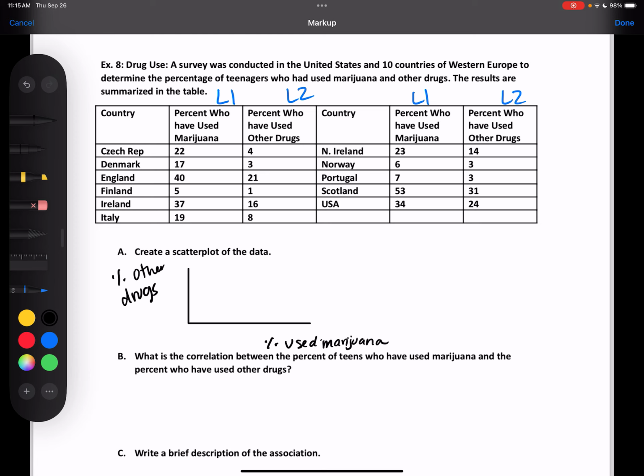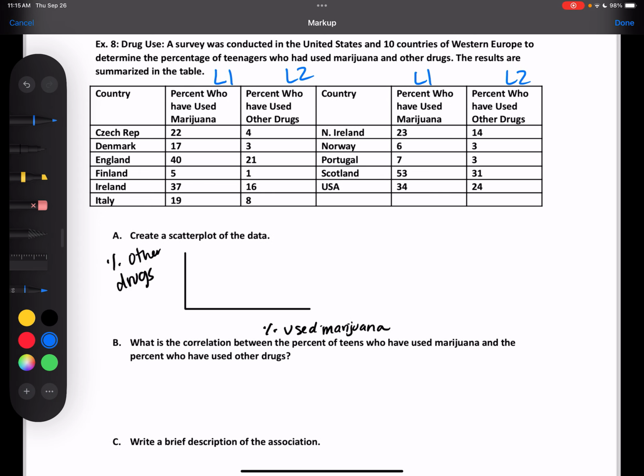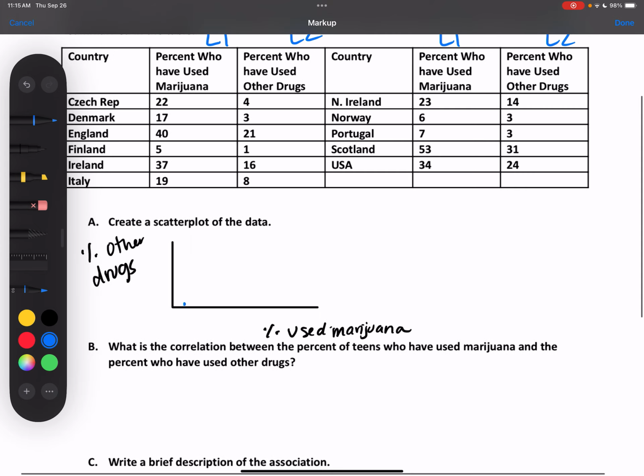Alright, and then hit zoom, and then 9, which is zoom stat. So something like that. Just try to draw it as close to what it looks like on your calculator as possible.